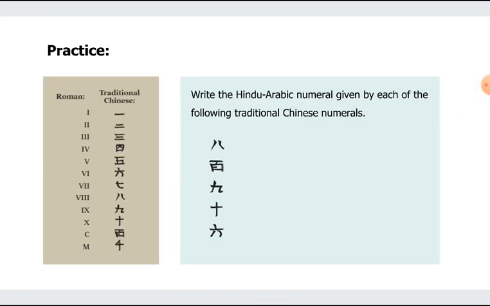Okay, now we would like to write these numerals in Hindu-Arabic. Let's take a moment to analyze this. So this means 8, and this means 100. So 8 times 100, that's 800. How will we write that in Roman numerals? 800, D is 500, and we need 300 more, so we can make 800. So D, C, C, and C.